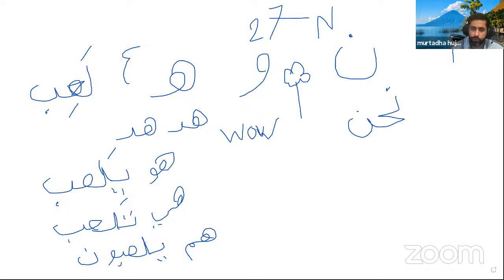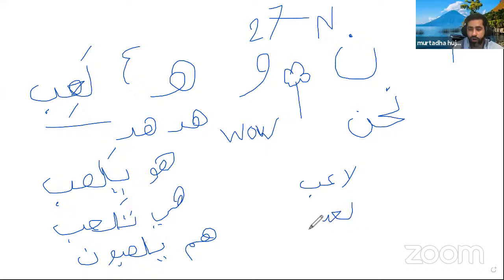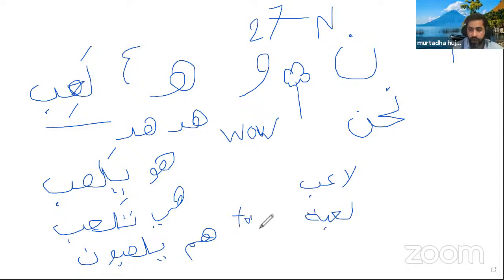هم يلعبون. So based on the speaking, you will change the form. Also, going back to the root thing, we can go from لعب, we can say لاعب is a player. لعبة is either a toy or a game.